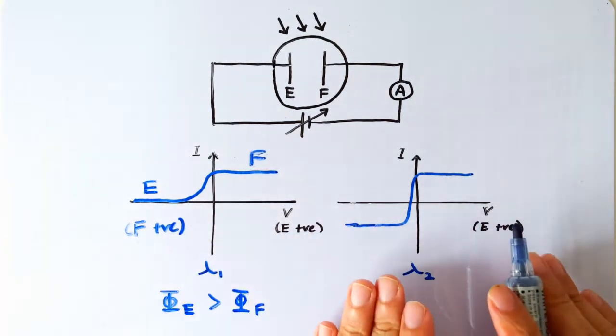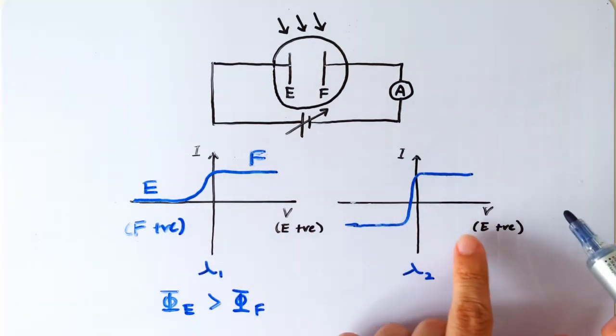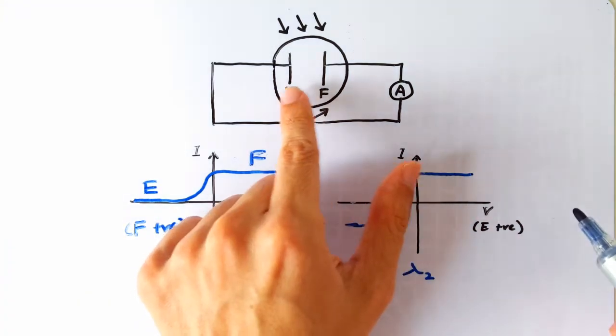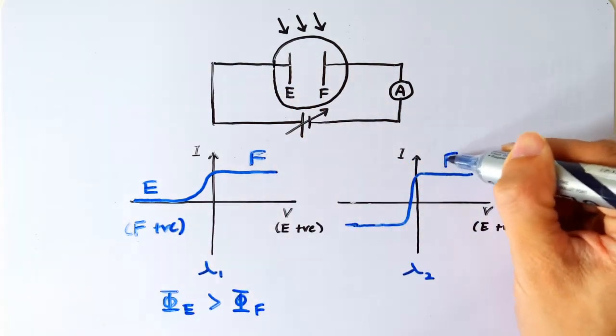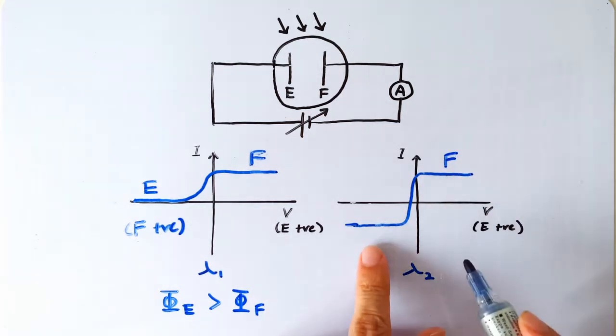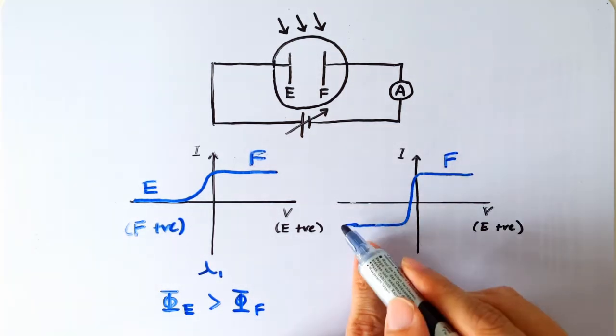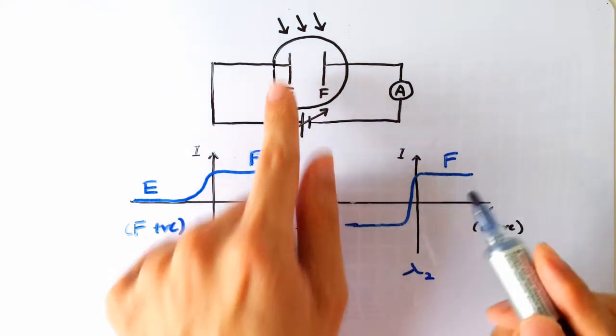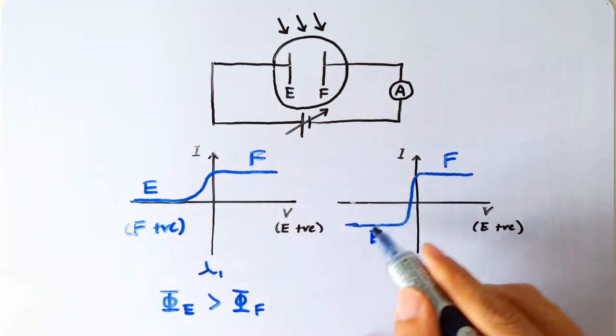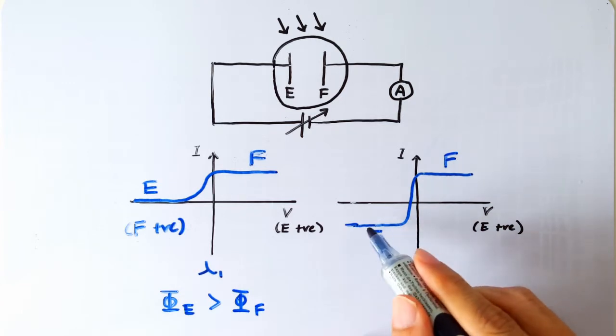Let's come back to this graph. So on this side, making plate E positive is trying to collect the photoelectrons of plate F. So this is the saturation current of plate F. Whereas on this side, we are making plate F positive. So we are trying to collect photoelectrons from plate E. So this is actually the saturation current of plate E.